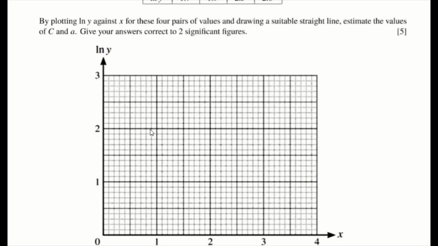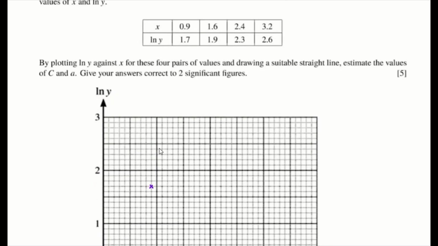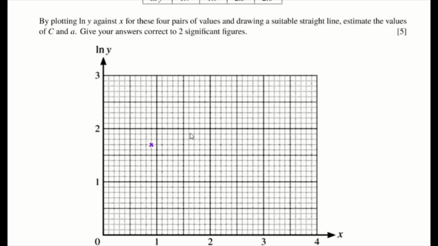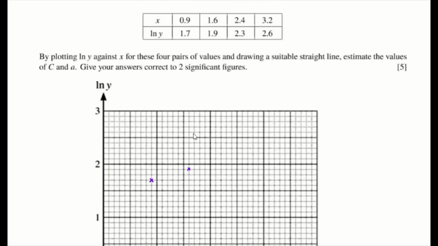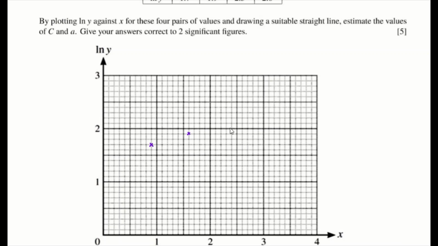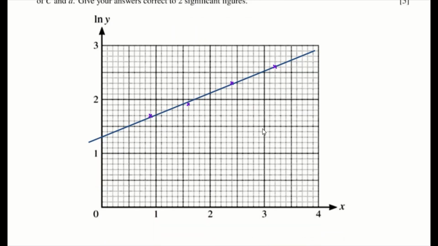So 0.9, 1.7, so it will be somewhere here. Then the next one we have 1.6, 1.9. The next one 2.4, 2.3, and the last one 3.2 and 2.6, so which means here. Okay, so let's try to draw a straight line. You should be able to get something similar. Make sure that your straight line is in the middle of the points, so it wouldn't be above the points or below the points. Make sure it's just in the middle.